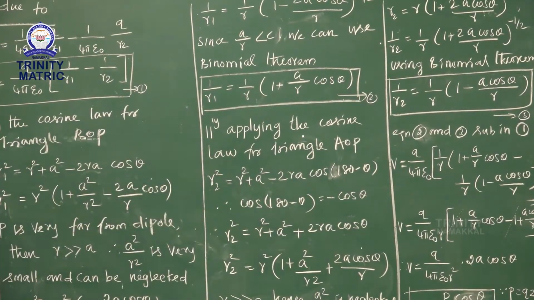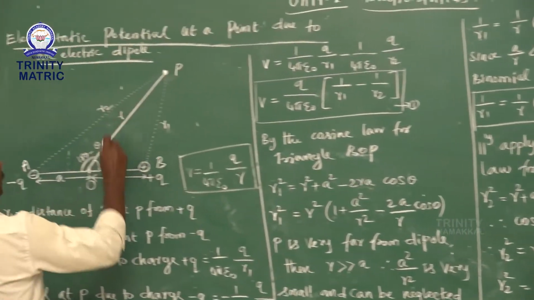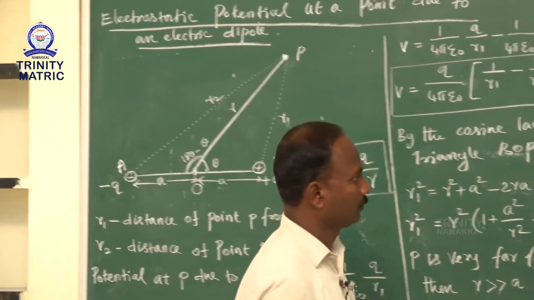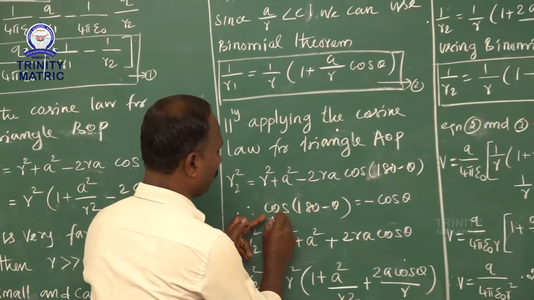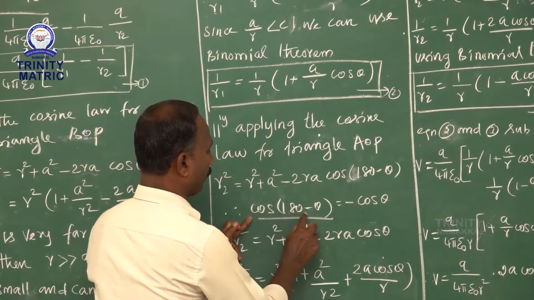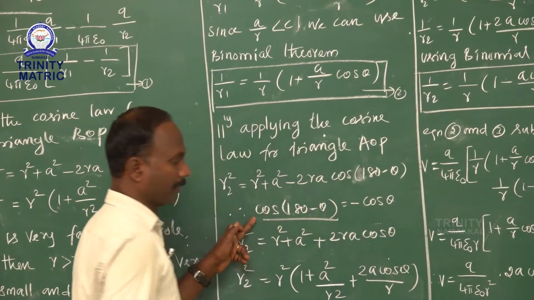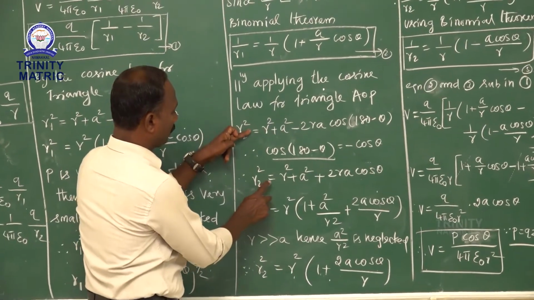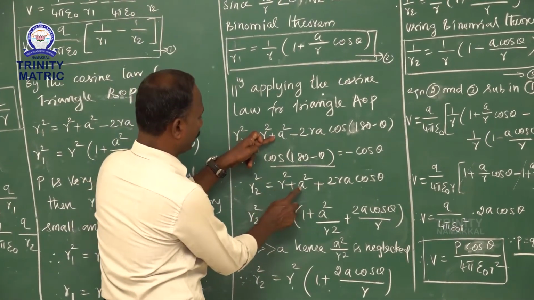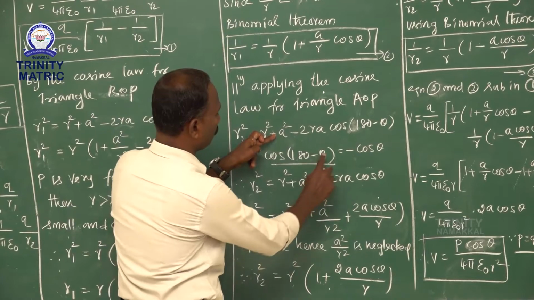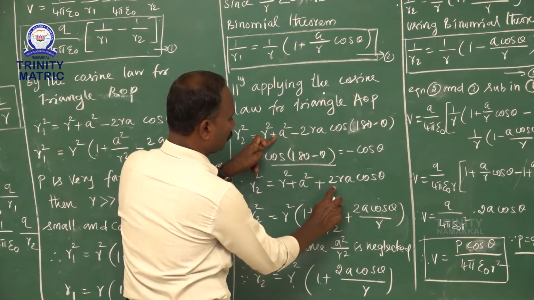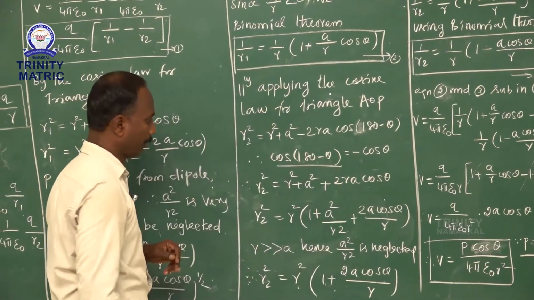Here the angle BOP is theta, so AOP is 180 minus theta. You already know the trigonometric value cos(180 minus theta) is equal to minus cos theta. So substituting this value, we get R2 square is equal to R square plus A square, then minus into minus becomes plus 2RA cos theta.